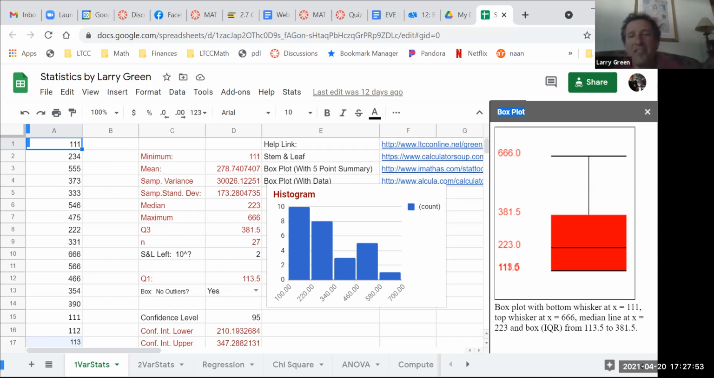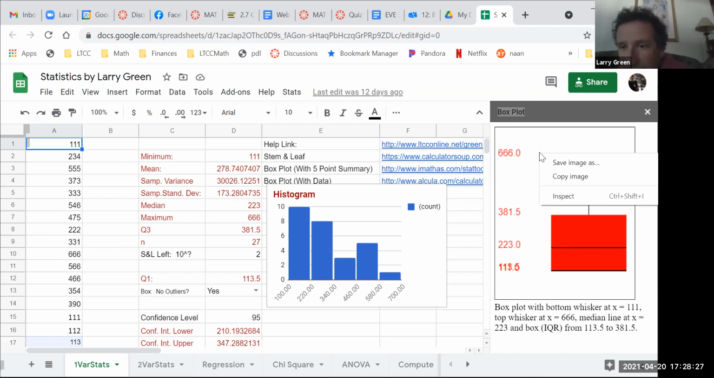Okay, so now here's the question. If I asked 20 people at random, what's the probability that more than 12 of them are going to answer with a number that is less than 381.5? So I think I need to do it this way. I wonder if it'll let me. I never tried this. Yep, copy. Look at that.